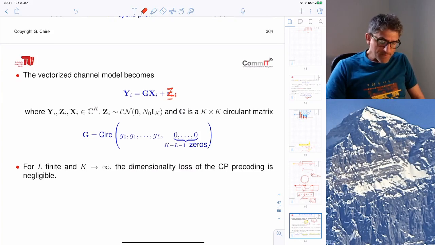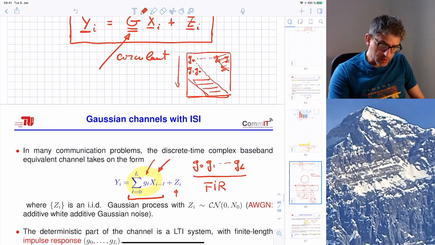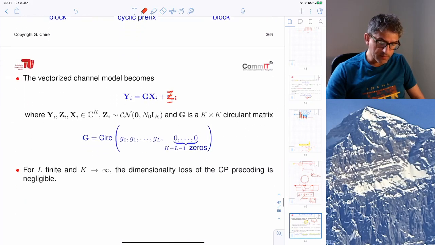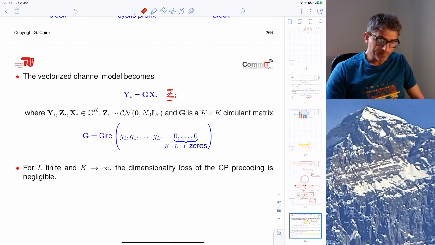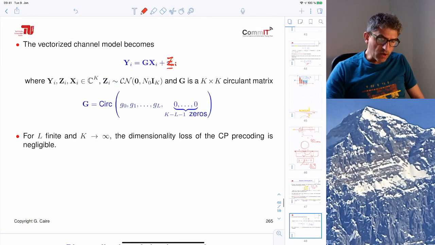And this symbol here means basically take the first column here, which consists of the impulse response written from G0 to GL, and then with trailing zeros, and then do the downshift of every column and construct the circulant matrix. Okay. So we are almost there.